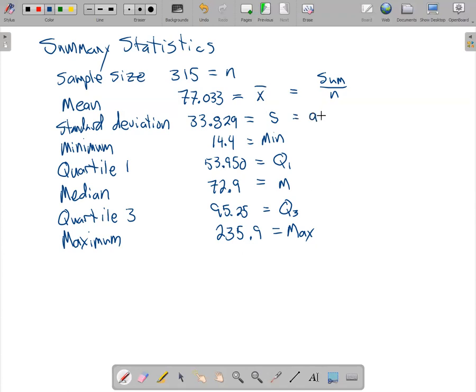It is a measure of the average spread from the mean. So just a note about that.